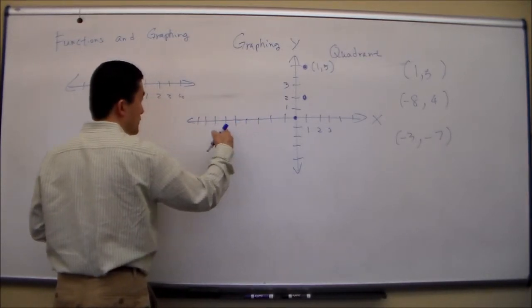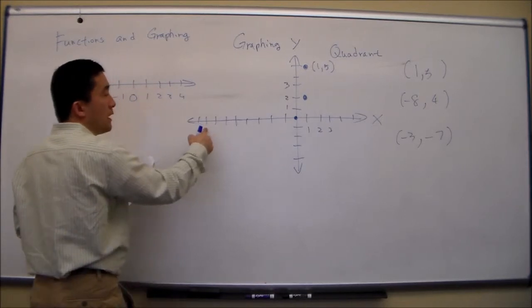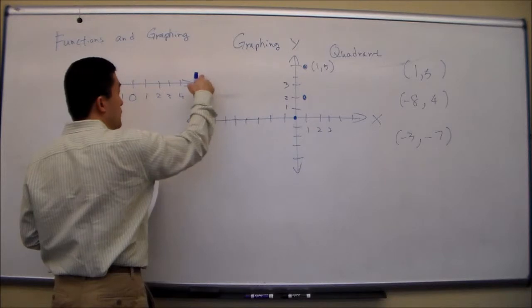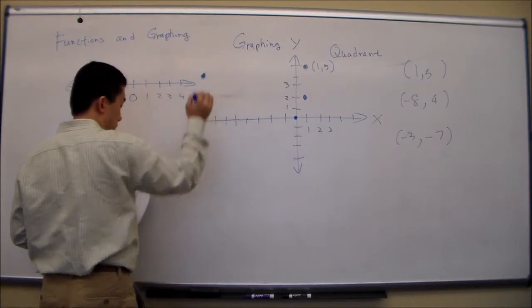1, 2, 3, 4, 5, 6, 7, 8. And it's positive 4, so I'm going to go up. 1, 2, 3, 4. So it's somewhere over here.